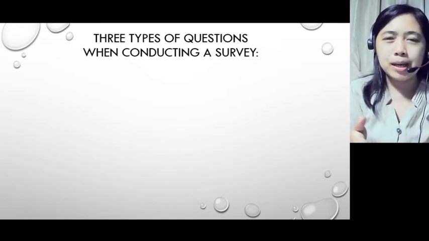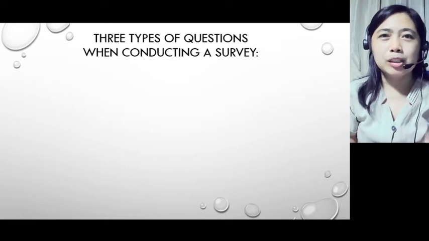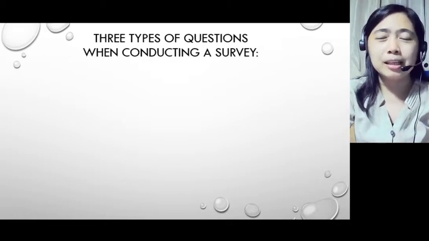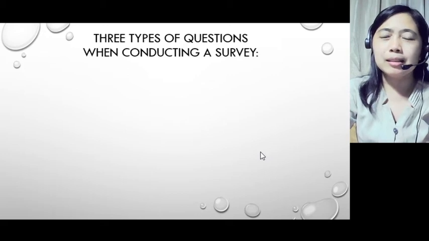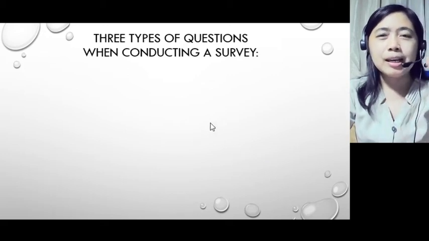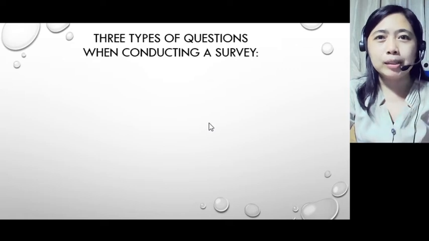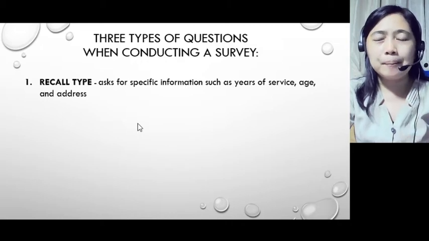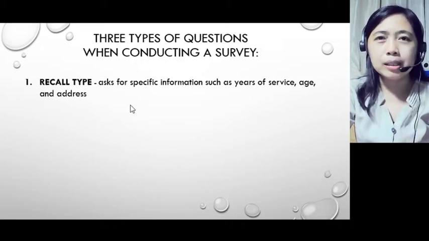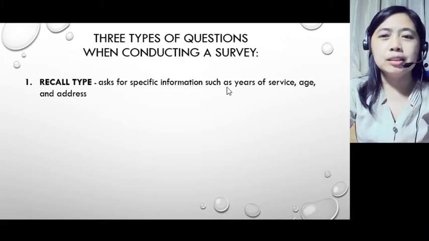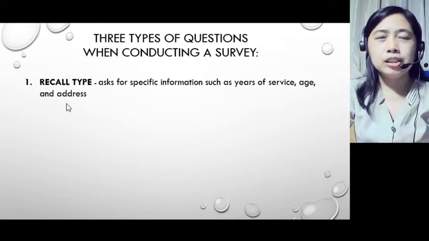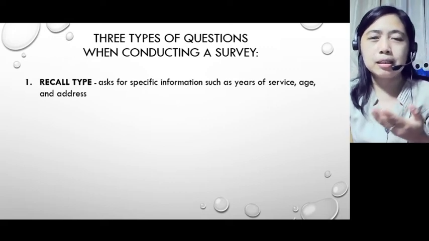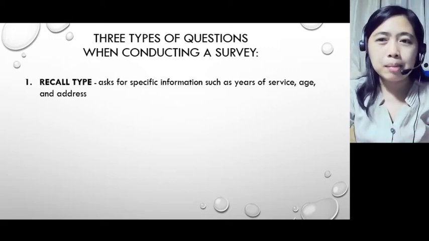Another type of research instrument we have is coming next, but let me first give you the three types of questions when conducting a survey. I think I mentioned in the previous discussion that there is a method in arranging the questions. We don't just ask questions randomly. The first type is the recall type. This one asks for specific information such as years of service, age, and address. For example, how many years of service do you have, or how many years have you been working.